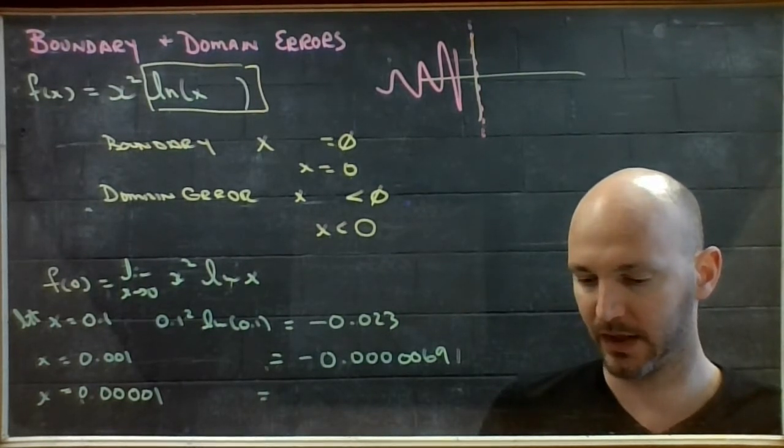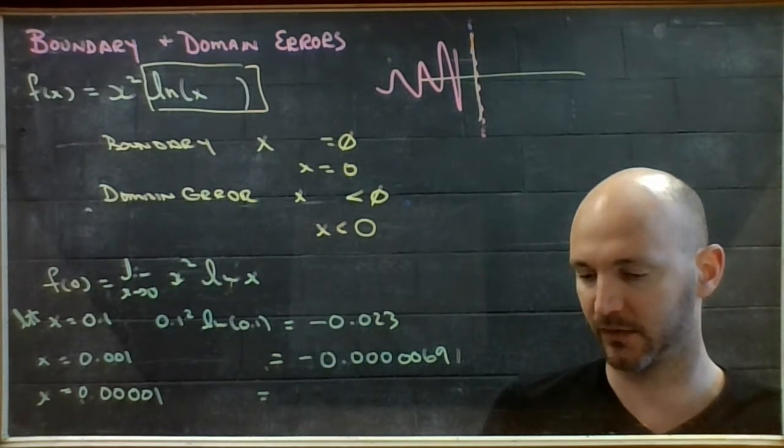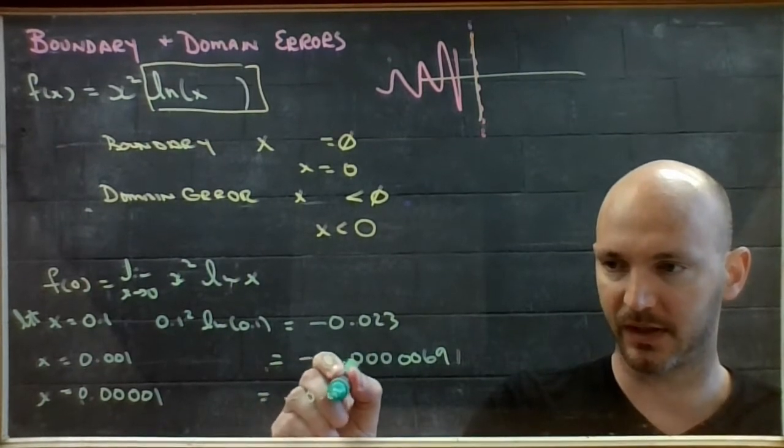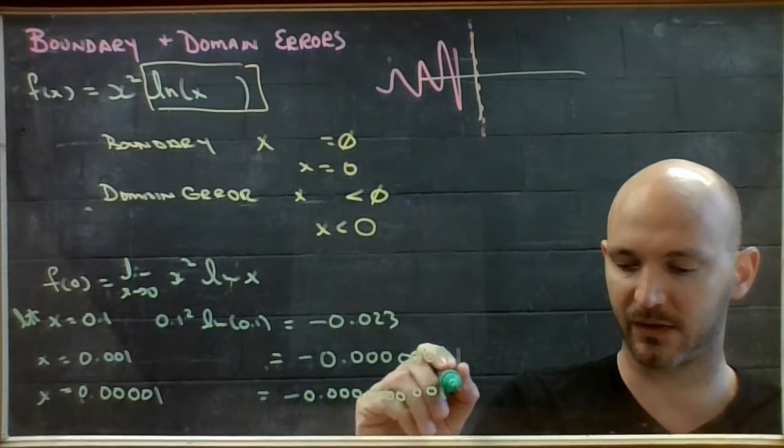0.00001 squared multiplied by the ln of 0.00001 gives me negative 0.00000000015.